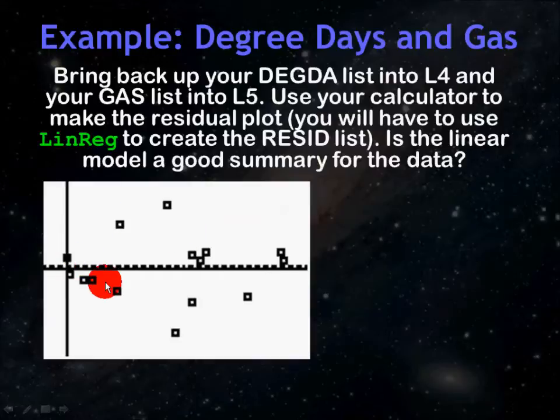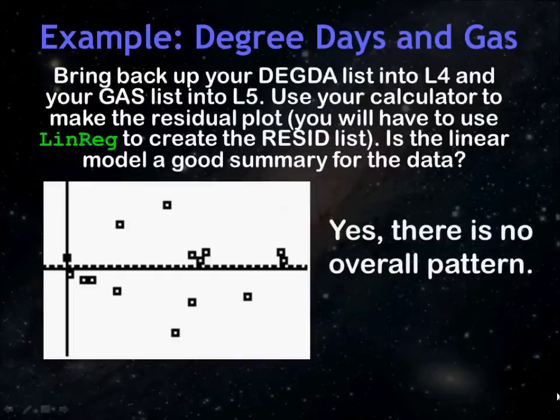So we don't see a curve. We see what appears to be pretty random scatter. So we will conclude, yes, it is a good model, a good summary for the data, because there's really no overall pattern to the residual plot. And now I'm going to show you how to do it on your calculator.